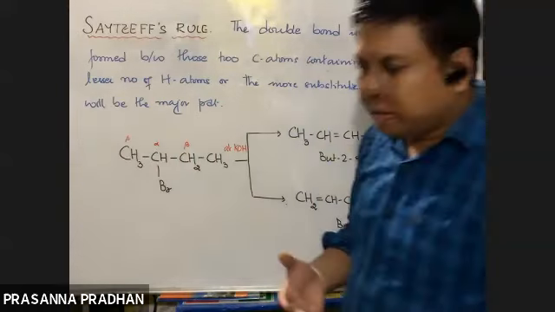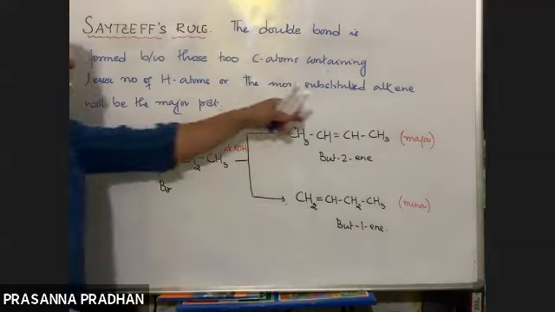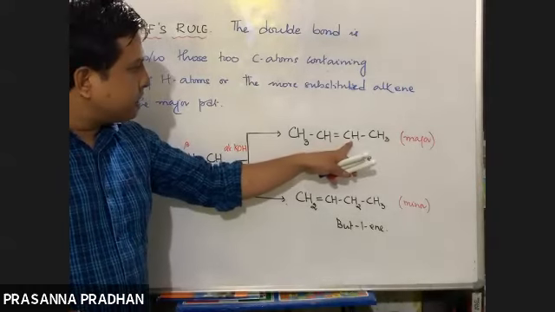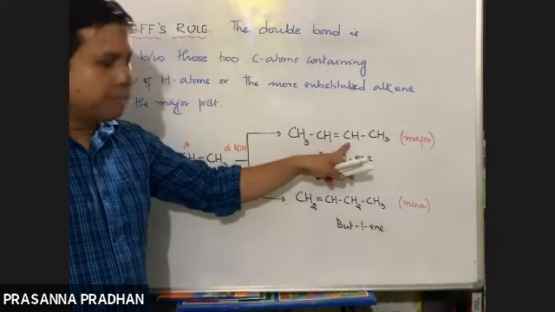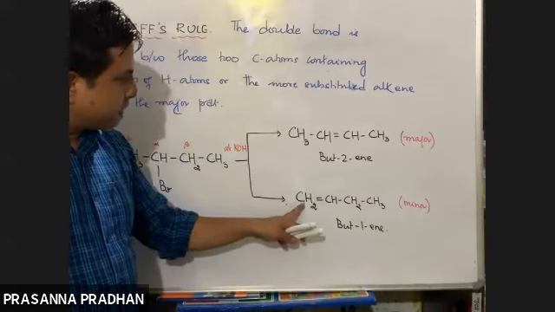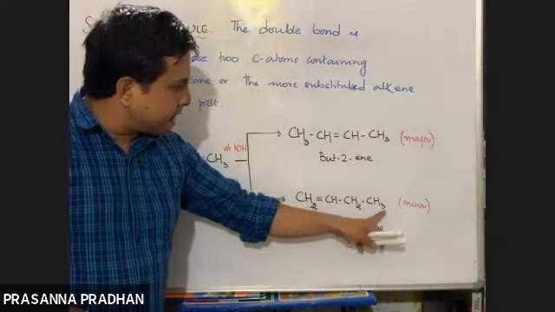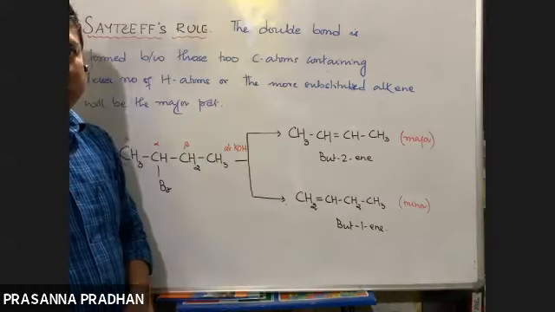So what does it state? It states that the double bond will be formed between those two carbon atoms containing lesser number of hydrogen. Now, what did I write out? A more substituted alkene. Here, 2 hydrogen has been substituted by 2 alkyl groups. In between the double bonded carbon, instead of 2 hydrogen, I have 2 alkyl groups. But here, in between the double bond, I have 2 hydrogen. Only 1 hydrogen has been substituted by an ethyl group. So this is more substituted, this is less substituted.